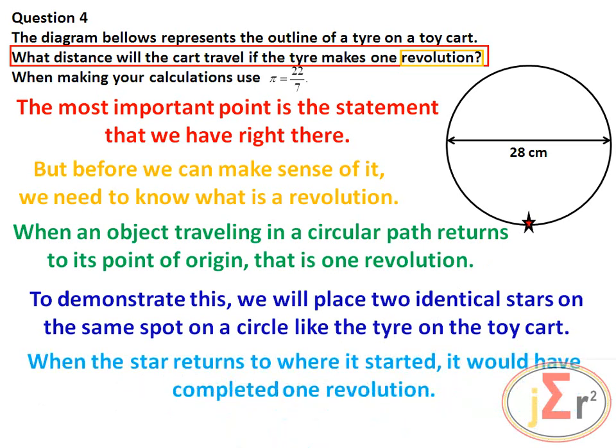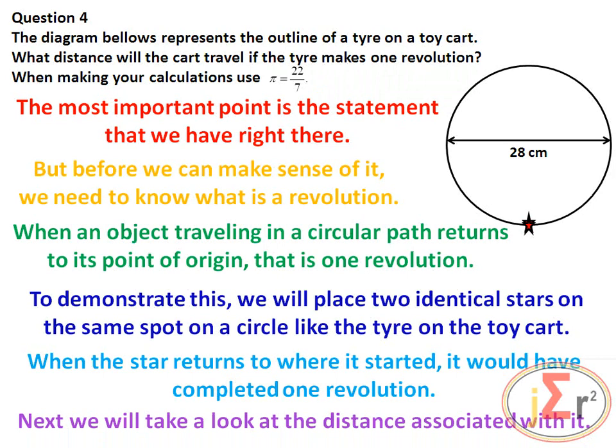When the star returns to where it started, it would have completed 1 revolution. So the star goes all the way around and returns to its place of origin. That is 1 revolution. It begins and returns to its point of origin on the circumference of the tire. It would have gone through 1 revolution.